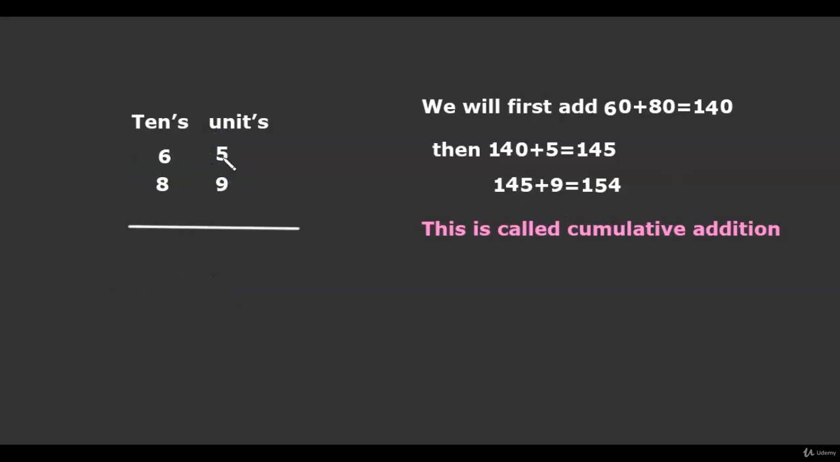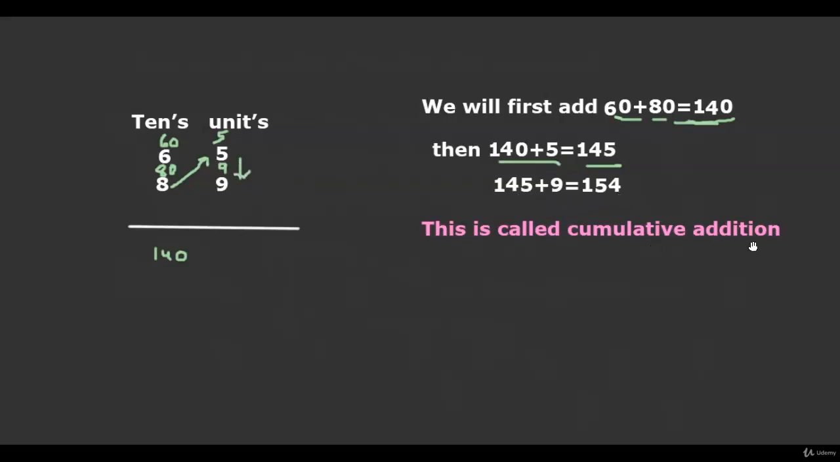Let's try to understand this technique again. We can split 65 into 60 and 5 and 89 into 80 and 9. That is all in our brain. 60 plus 80 is 140. Then we add 5 to it. 140 plus 5 gives us 145. Then we add 9 to it. 145 plus 9 gives us 154.